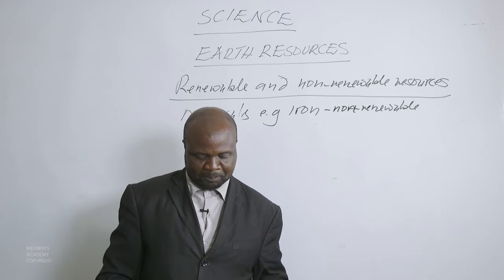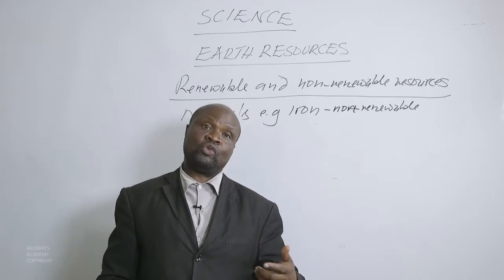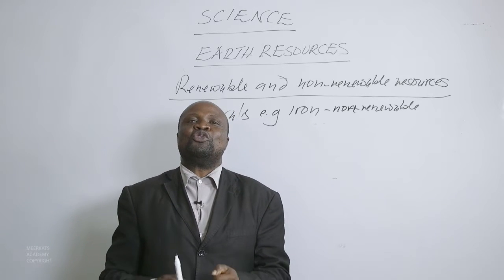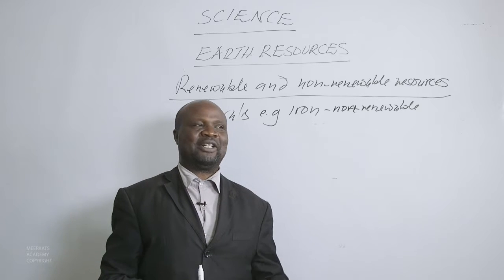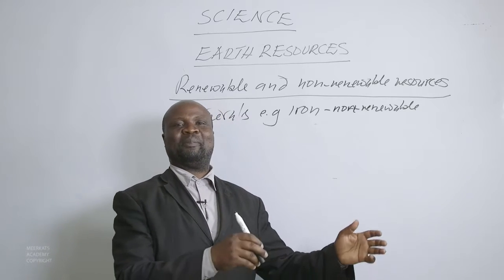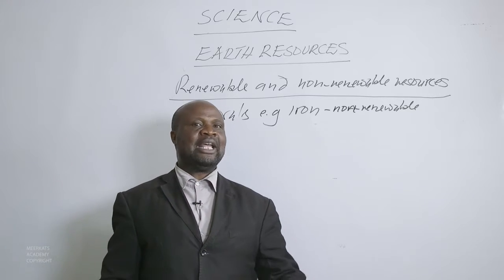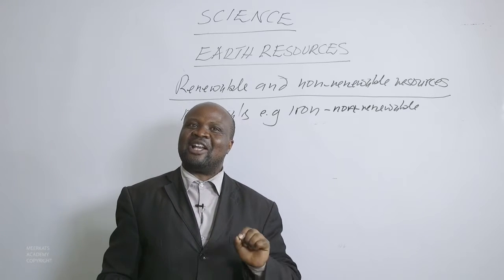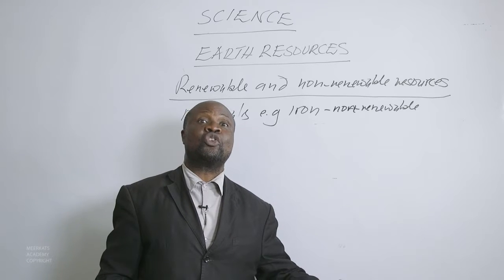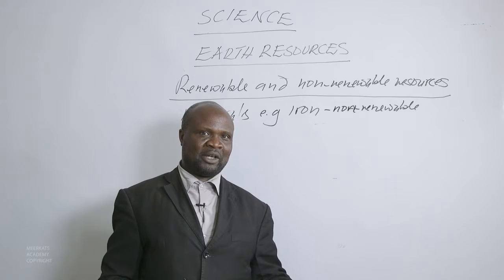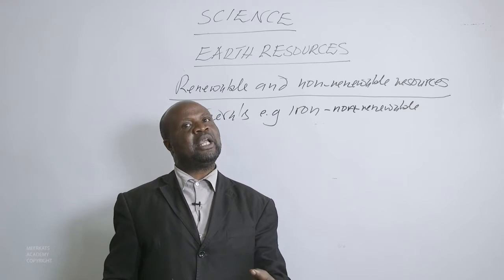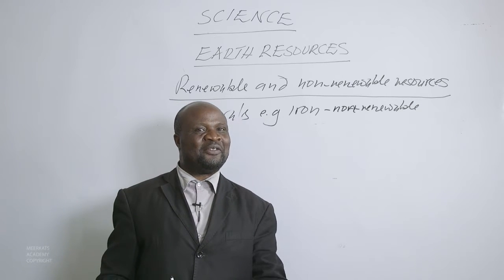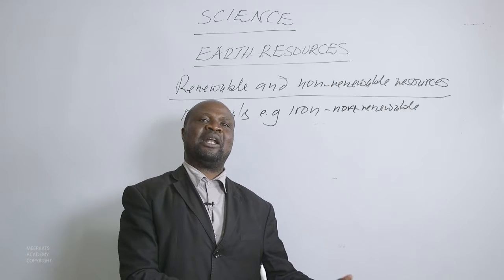So if we give an example of a forest, it is easier for you to replace a man-made forest, where you only plant a particular type of tree, then come and harvest. It is easier for you to replace a man-made forest than a natural forest. A natural forest can be replaced, but it is more difficult than replacing a man-made forest.